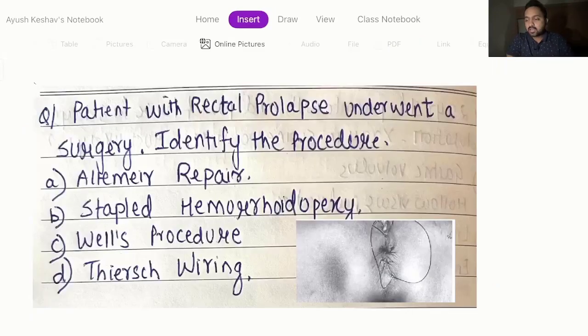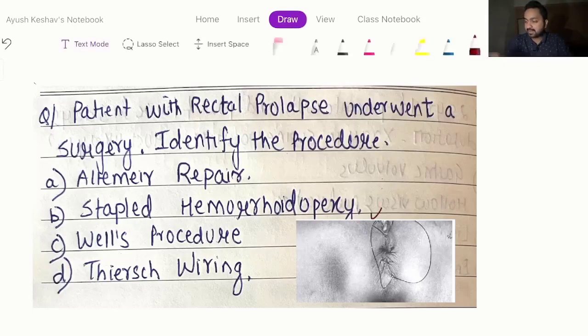Now the next question: a patient with rectal prolapse underwent a surgery. The image of the surgery was given, so this is the image, and they asked to identify the procedure. So the question was a straightforward question asking you regarding Thiersch wiring.